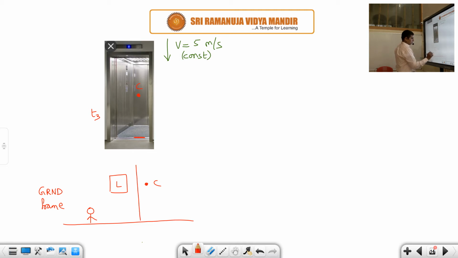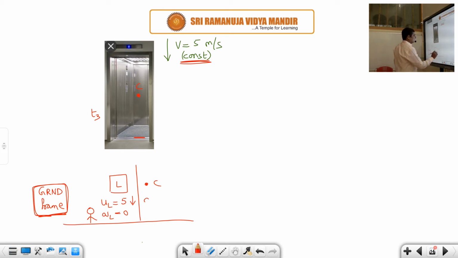Okay, so what is the initial velocity of the lift, students? 5 meters per second downwards. What is the acceleration of the lift? 0. Why? Because these are all given values. In the ground frame, whenever you are writing the values, you have to take the given values. Okay, that is a standard procedure.